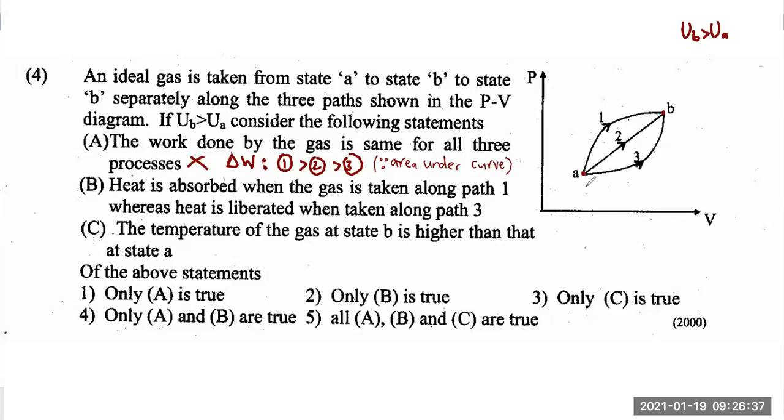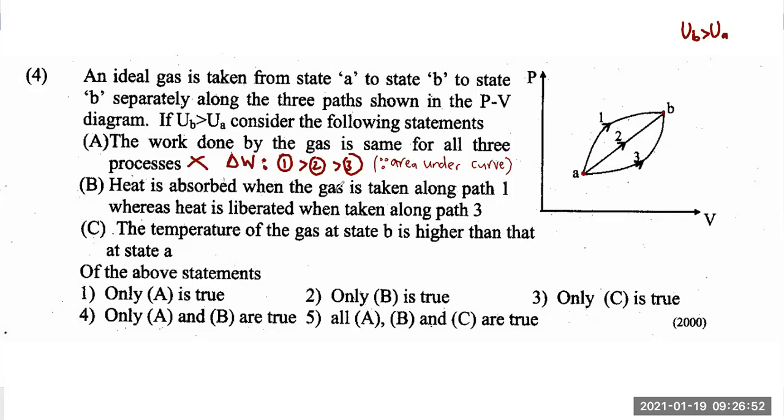Okay, so for the third one, it's just the area under this curve. For the second one, the area under that. For the first one, the larger area will come under that curve. Correct? So that statement is wrong. They are saying it's the same. It's not the same. Right, next one.